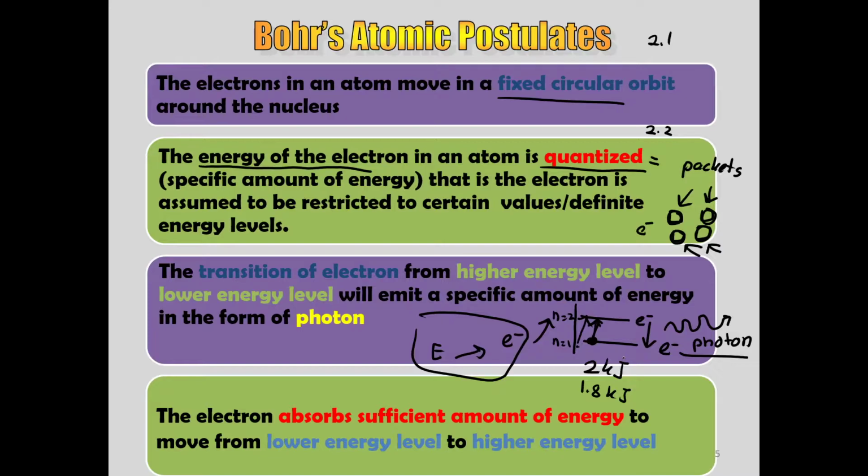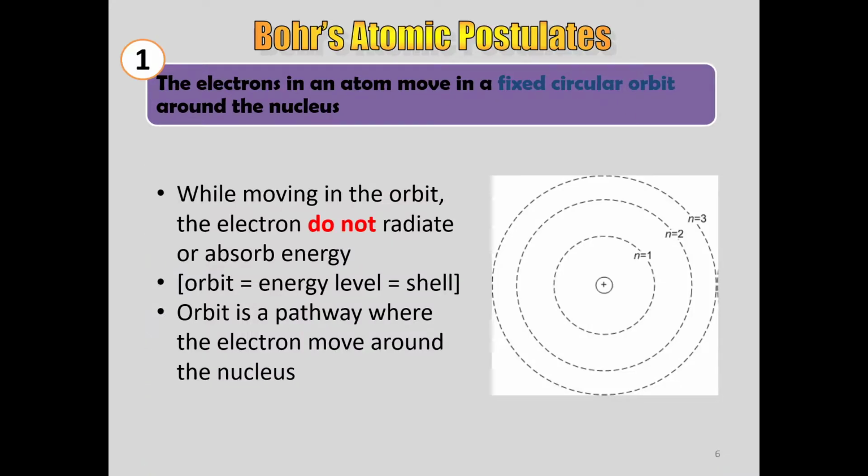Okay, so that's the general idea of the 4 postulates lah. Kita akan tengok on each of the postulates. Okay, the first one, electrons in an atom move in a fixed circular orbit around the nucleus.